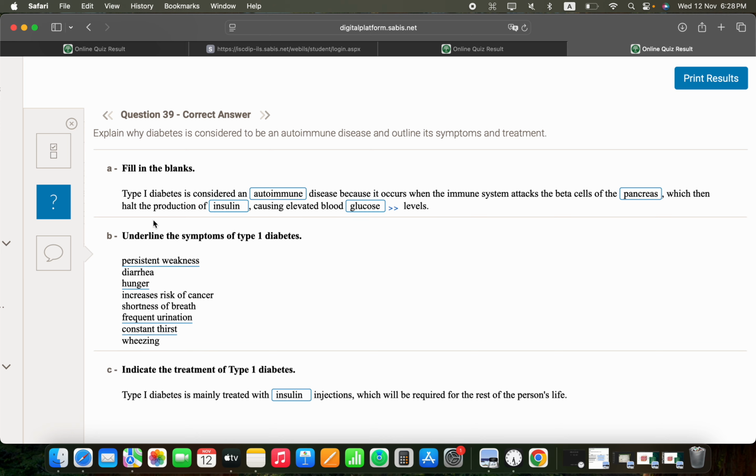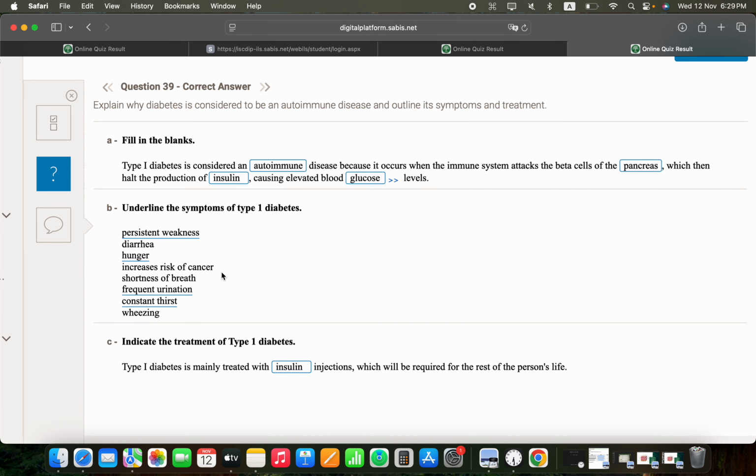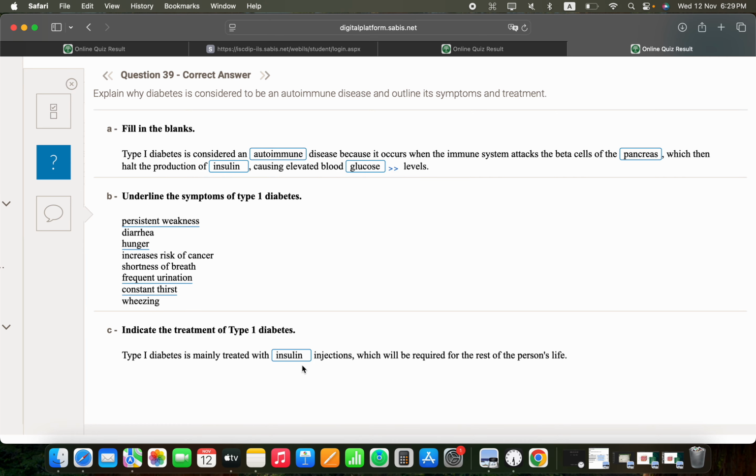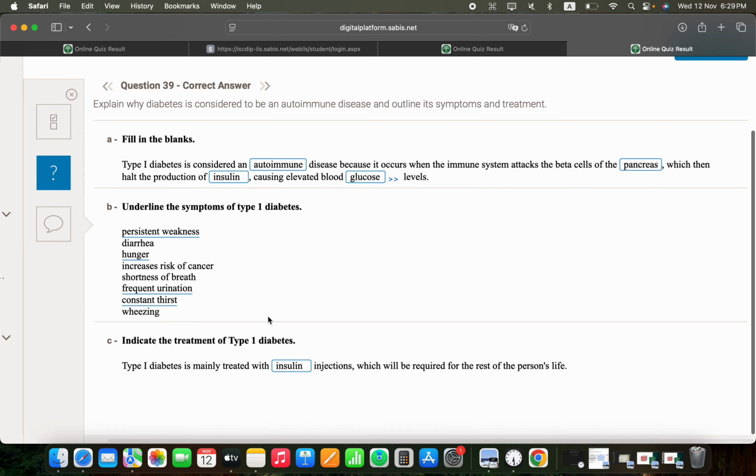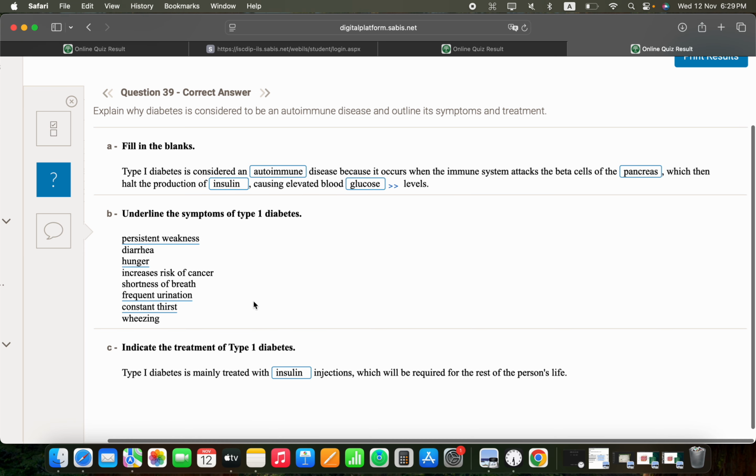Okay, so type 1 diabetes is considered an autoimmune disease because it occurs when the immune system of your own body attacks the beta cells of the pancreas, which then halt the production of insulin, causing elevated blood glucose levels. Now, the symptoms of this are persistent weakness, hunger, frequent urination, and constant thirst. It's mainly treated with insulin injections, which will be required for the rest of the person's life.